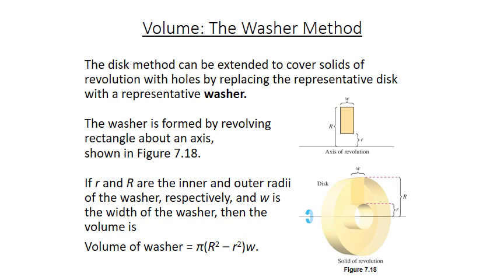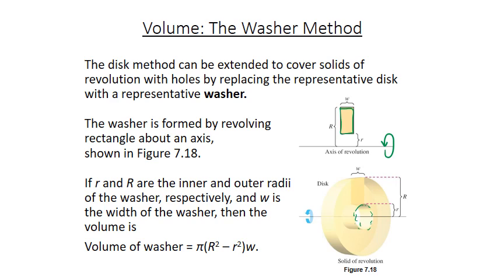Now we get to what's called the washer method. This is the exact same thing. The difference now is our shape doesn't necessarily touch the axis of revolution. So if I take my rectangular shape and revolve it, I'm going to end up having some space in between. And so this is going to end up looking like a disc, or kind of like a donut, if you will.